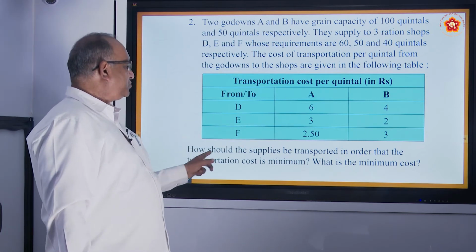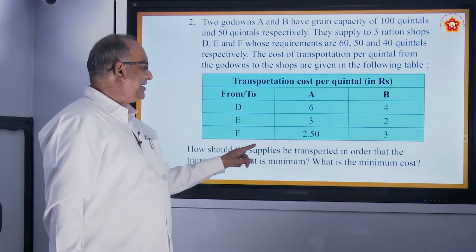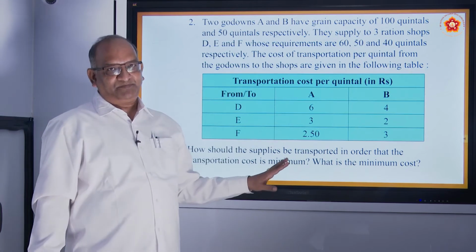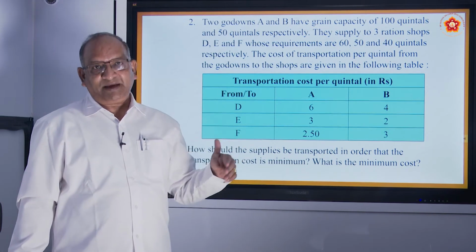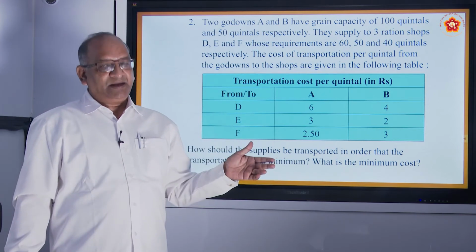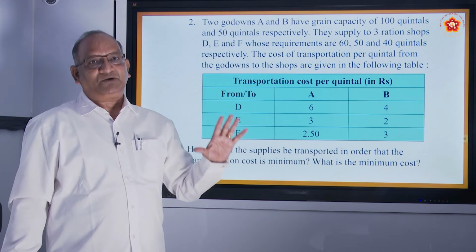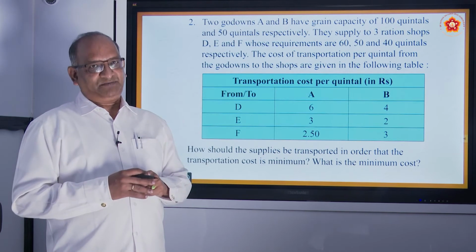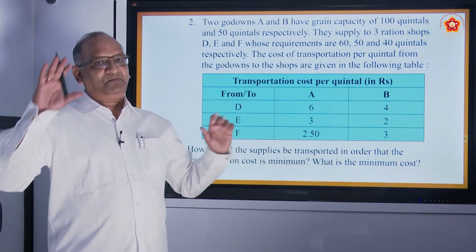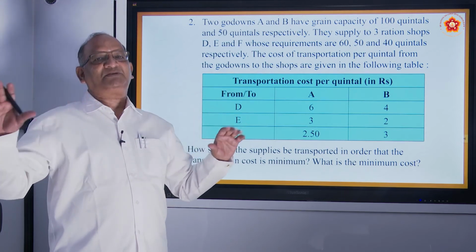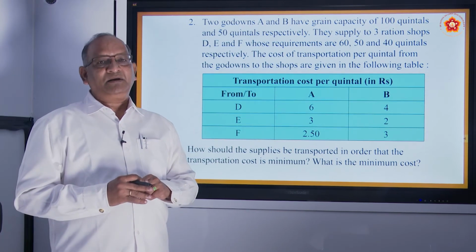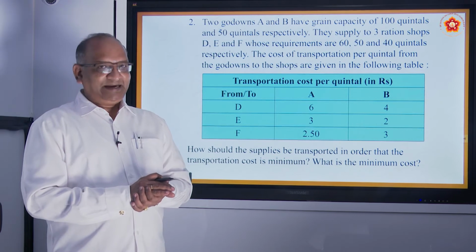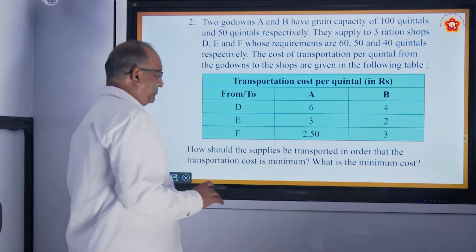He says, how should the supplies be transported in order that the transportation cost is minimum? In the previous problem, we wanted to make profit maximum. In this particular problem, since it is connected to transportation, you will always look for minimum cost of the transportation. If these grains are to be supplied from godown A and godown B to three ration shops D, E and F as per their requirement, what is the minimum of the transportation charges? Very interesting problem. So just have a look how to proceed.